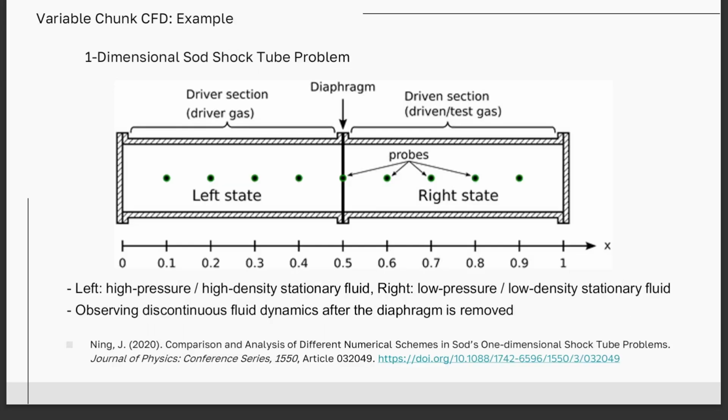Now let's move on to the example. I used a one-dimensional shock tube problem to theoretically apply the variable chunk-based CFD method. The problem is a representative one-dimensional CFD problem for testing the accuracy of computational fluid codes. The fluid located in the left channel has high pressure and density, while the fluid in the right channel has low values. Initially, both fluids are stationary. It aims to observe discontinuous fluid dynamics after the diaphragm is removed.